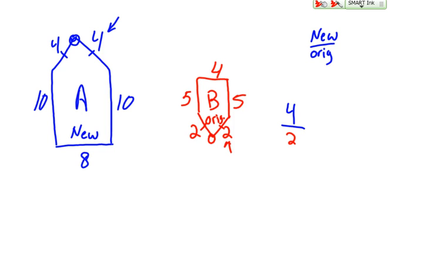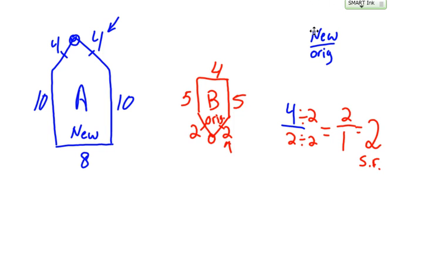And now all you have to do is reduce that. So what number goes into both of them? Well, 2 goes into both of them. So if we divide this by 2 and divide this by 2, we get 4 divided by 2 is equal to 2, and 2 divided by 2 is equal to 1. Which is also, anytime you have a whole number over 1, it's just equal to that whole number, which is 2. So that could be your scale factor.